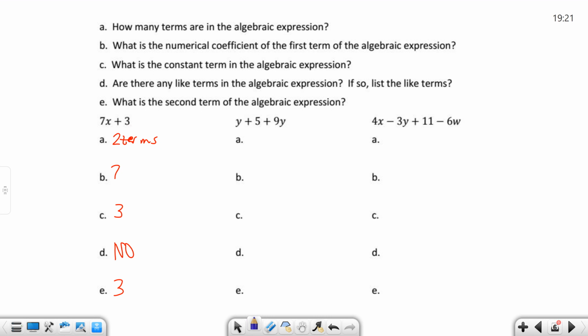All right, what about the next one? How many terms? Well, 1, 2, 3, right? You've got two plus signs there that are separating. The y is the first term, the 5 is the second term, the 9y is the third term. So there's 3 terms here.